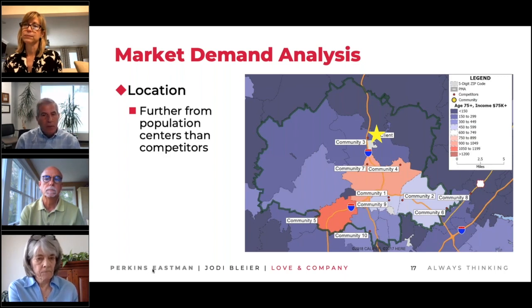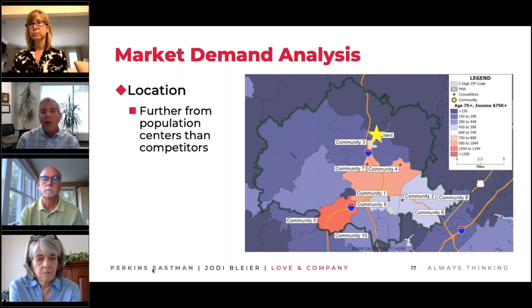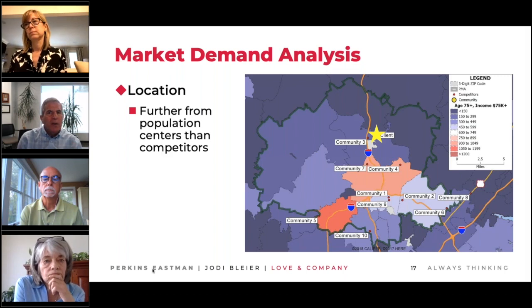And as a heat map, it's pretty straightforward. The darker the red color, the greater the number of age and income qualified prospects, the hotter the area, and the darker the blue color, the colder or the fewer number of prospects. Now you see in this case, the client was located north of all the major population density areas, and most of the competitors were clustered around those areas. So for this community to be successful, they need to be able to offer something special that would draw prospects away from the rest of the market.